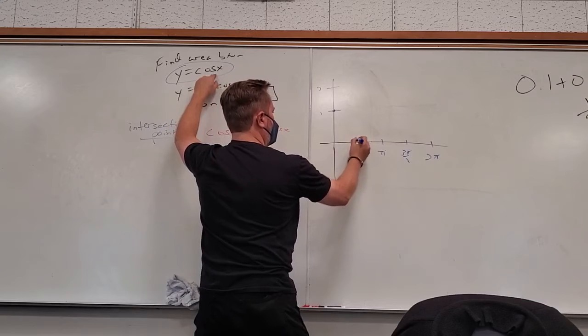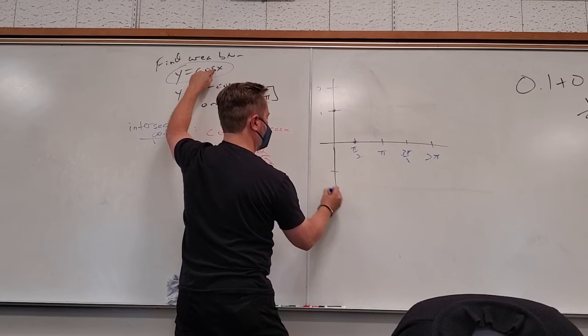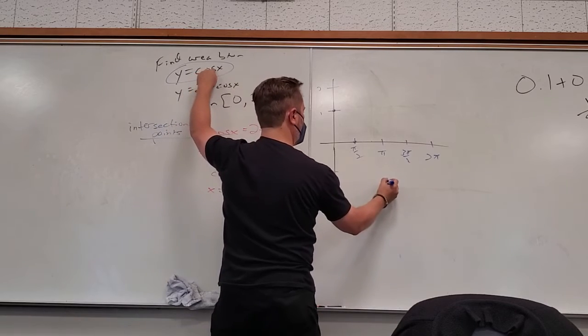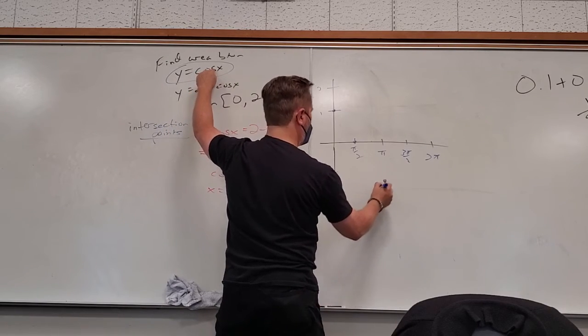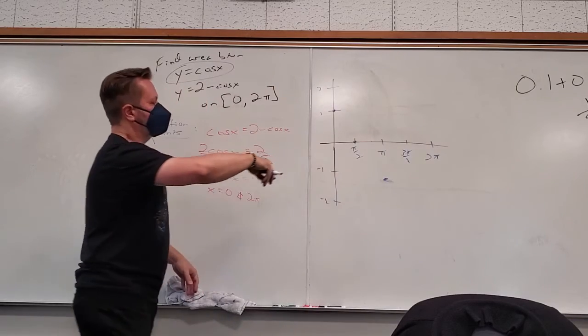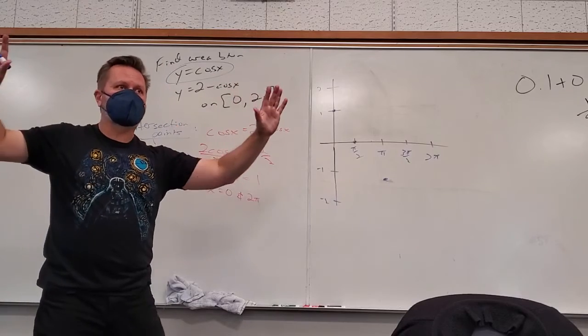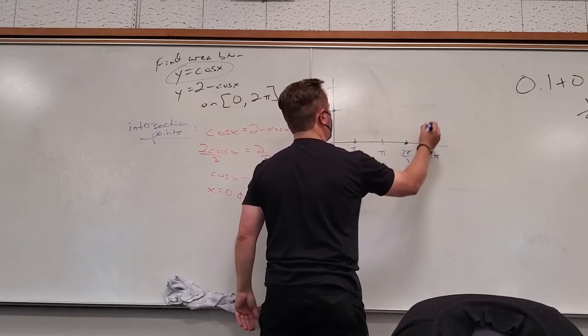That's all right. And then at pi, it's -1, right? I don't know where the point is from your perspective. And then at 3 pi over 2, it's at 0 because it's y-axis. Cosine doesn't like the y-axis. And then at 2 pi, it's back to 1.